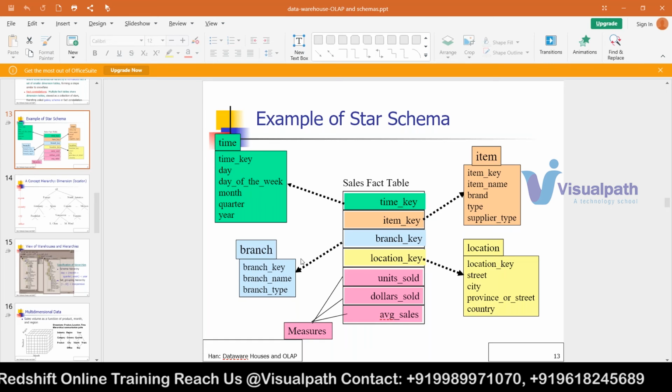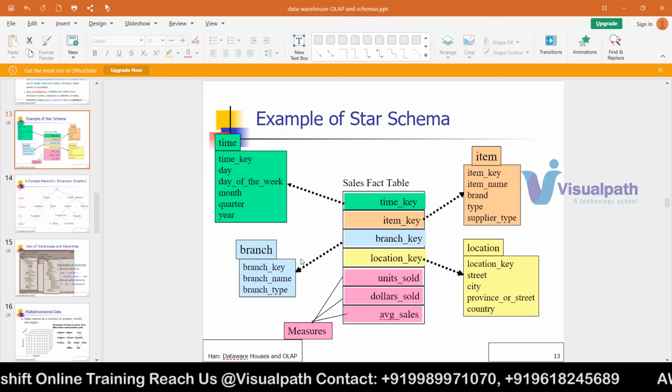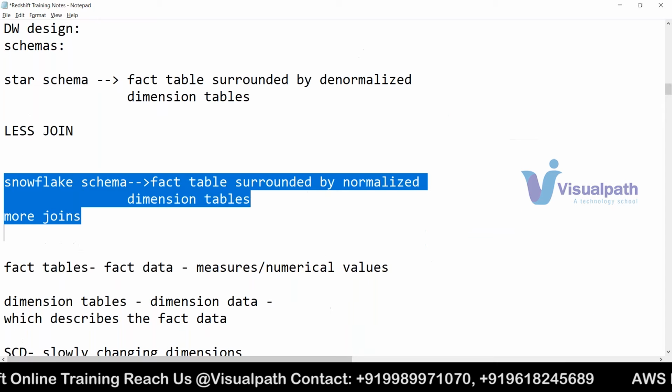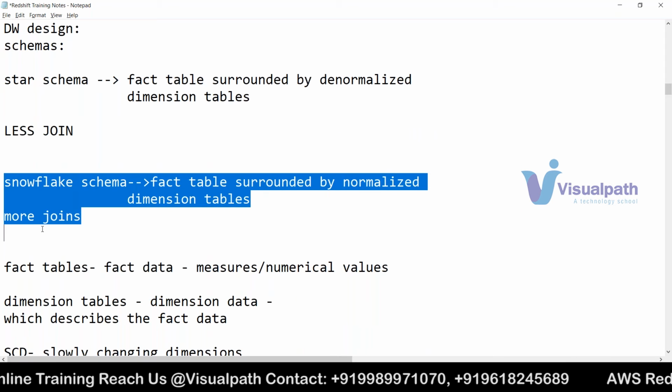Then what is the use of the Snowflake? Then why did they introduce it? That is the reason these two are the widely used in real time.